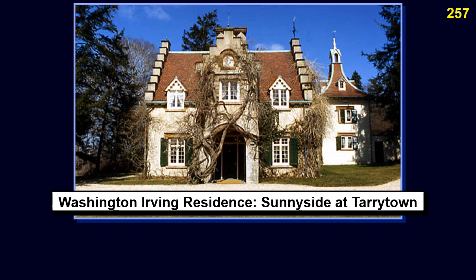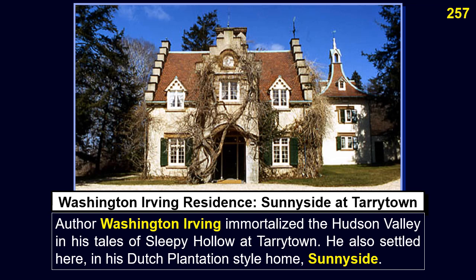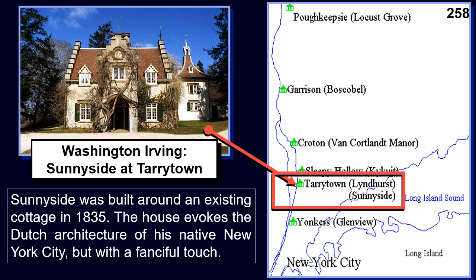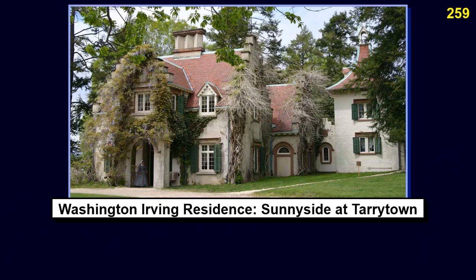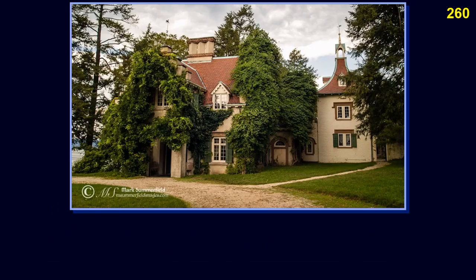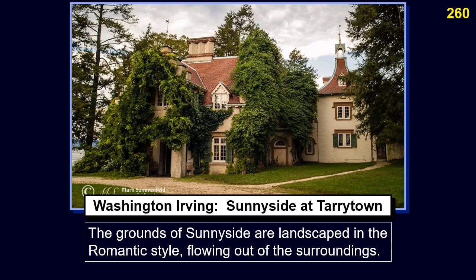Although Washington Irving immortalized the Hudson Valley in his Tales of Sleepy Hollow at Tarrytown, he also settled here in his Dutch-style home, Sunnyside. Sunnyside was built around an existing cottage in 1835. The house evokes the Dutch architecture of his native New York City, but with a fanciful touch. Sunnyside is filled with an eclectic variety of furnishings and decorations, including Irving's intact study complete with his two-sided writing desk. The grounds of Sunnyside are landscaped in the Romantic style, flowing out of the surroundings.